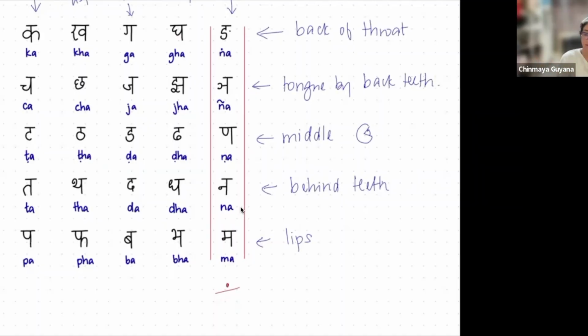If it's a g, then this dot is going to be a ng. If it's a j, means anything from this line, then this dot is going to be a ny. If it is anything from this line, then the dot is going to be a r. If it is anything from this line, the dot is going to be a n. And if it is anything from this line, the dot is going to be a m.